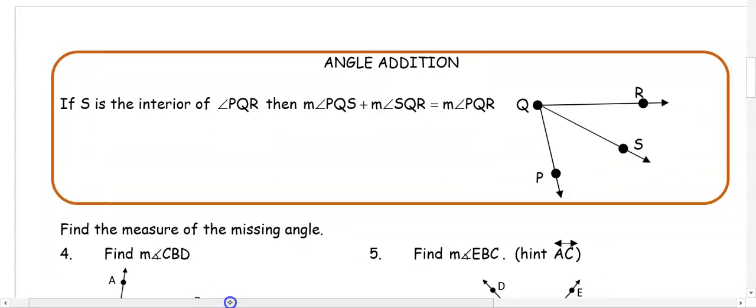The other idea today is angle addition. Angle addition works the same way as segment addition. We are adding the angles to equal the whole angle. So for example, if this angle is 20 degrees and this angle is 50 degrees, this whole angle is 70 degrees.